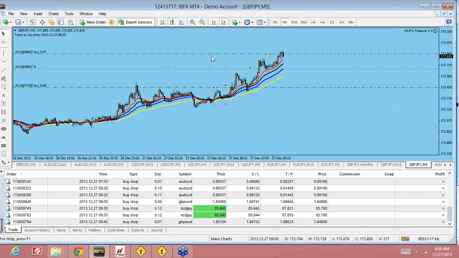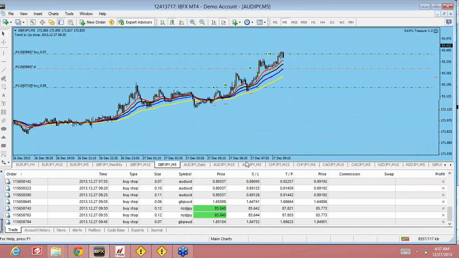All right, so I don't know if it's going to come and knock me out or whatever. It's just happening on its own. I'm not even doing any analyzing or technical analysis. Just making this and letting it run. That's it. Aussie Yen. See that?